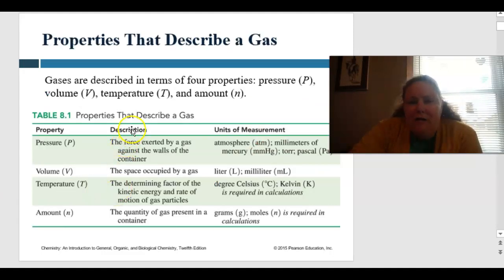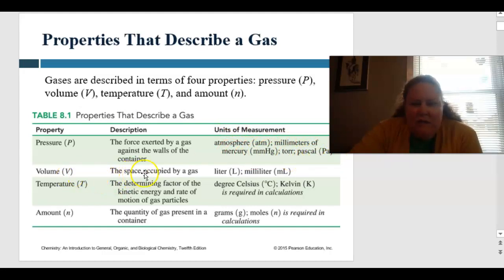So what are the different properties that are going to describe the gases? Well, they're described in terms of 4 properties: pressure, volume, temperature, and amount. Pressure is P, volume is V, temperature is T, amount is N. The way you can remember that is, remember in statistics, N equals 5, sample size equals 5, so the number or amount would be the N, right? And the pressure is the force that's exerted by the gas against the walls of the container, and it can be measured in atmospheres, millimeters of mercury, torr, or pascals.